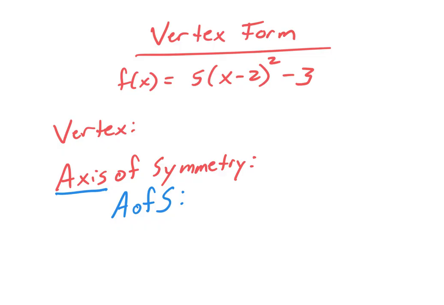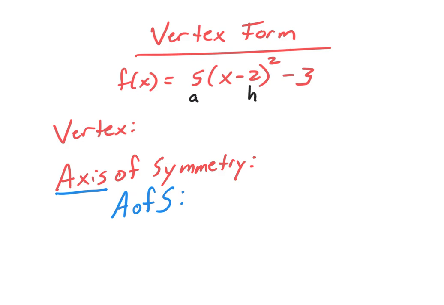Okay, so whenever I have a vertex, or a parabola, I have a vertex, I have an axis of symmetry. So in this graph right here, this is what we call vertex form. This number here, the 5, is called our A value.